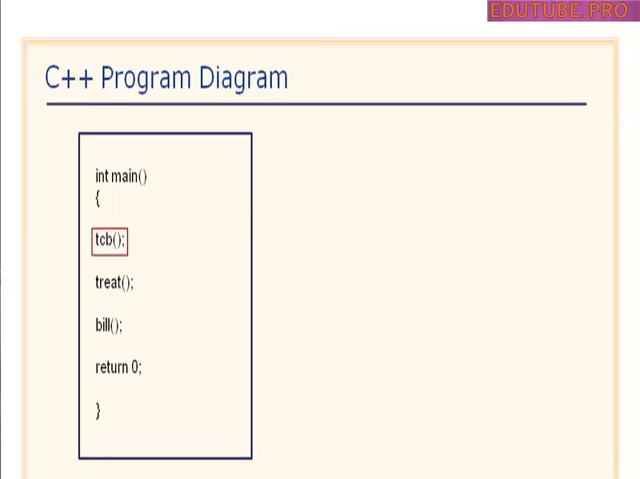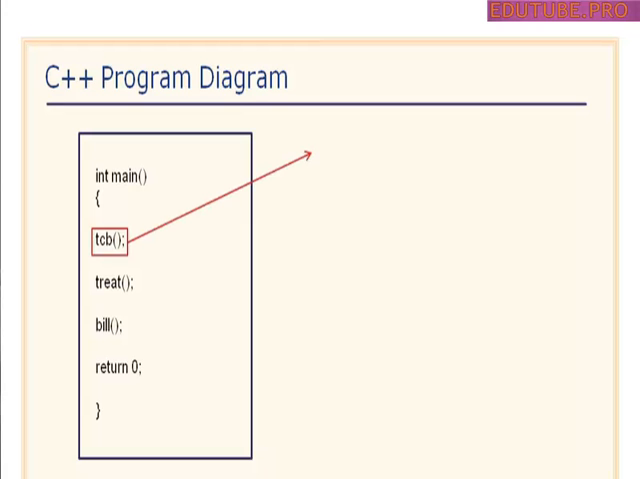Well, the first thing it's going to do is find this function here called TCB, because the first thing we need to do is take care of business. And this is a little Elvis Presley lingo here, but we're going to take care of business. So when someone walks in carrying their little dog, the first thing we need to do is find out some information about this client, about the animal, and so we're going to call the TCB function.